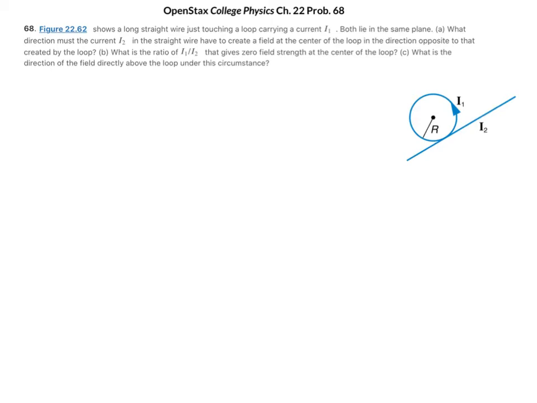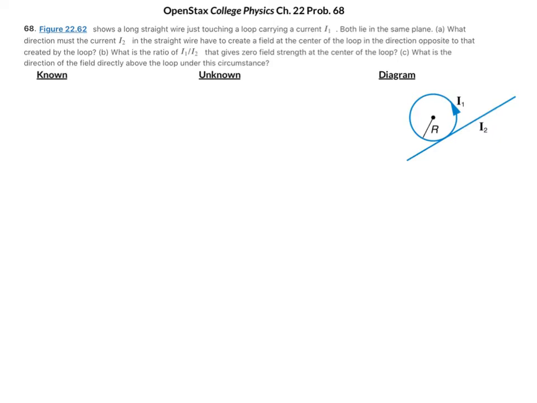A. What direction must current I2 in the straight wire have to create a field at the center of the loop in the direction opposite to that created by the loop? B. What is the ratio I1 over I2 that gives zero field strength at the center of the loop? C. What is the direction of the field directly above the loop under this circumstance?